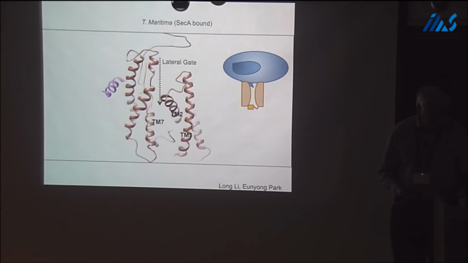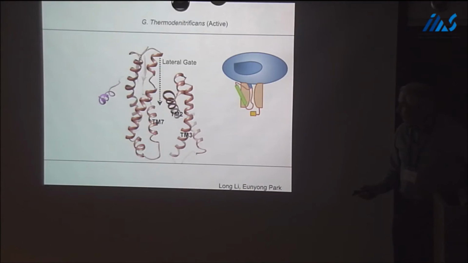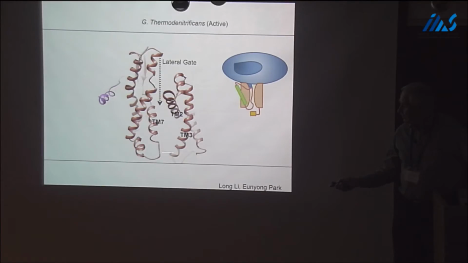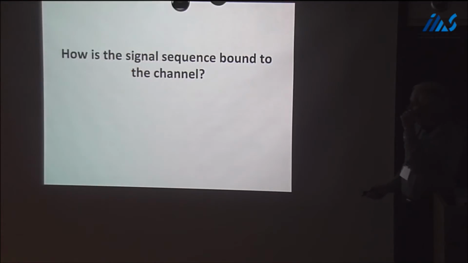And if you look at the active state of the channel, there's really not that much difference, except that these two come closer to one another. And as you will see in a second, this actually forms a groove on the outside of the channel. So the most important thing that we wanted to understand for this structure is: how is the signal sequence bound? How is a signal sequence recognized?